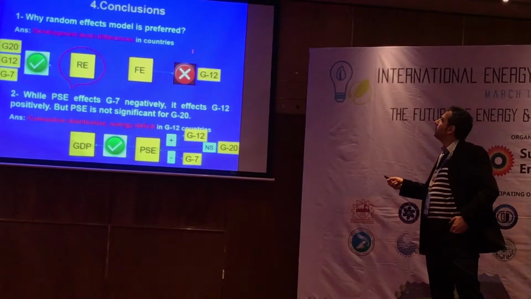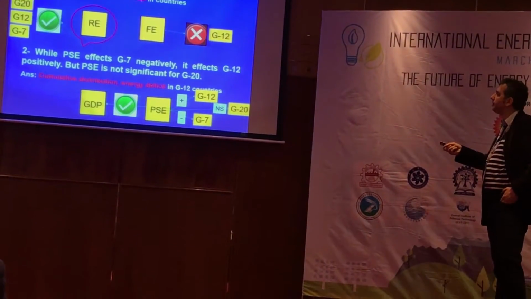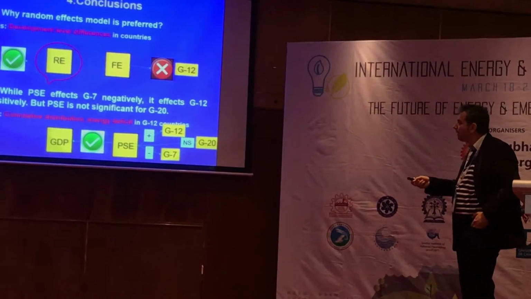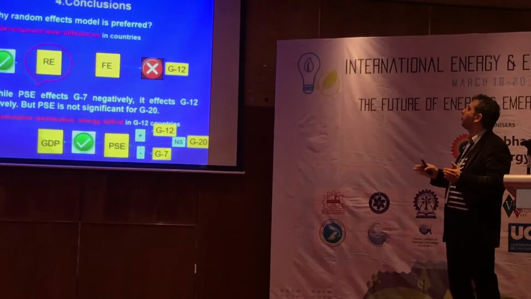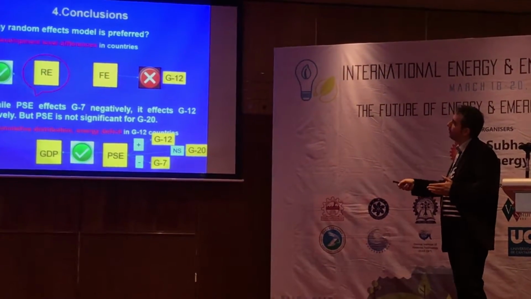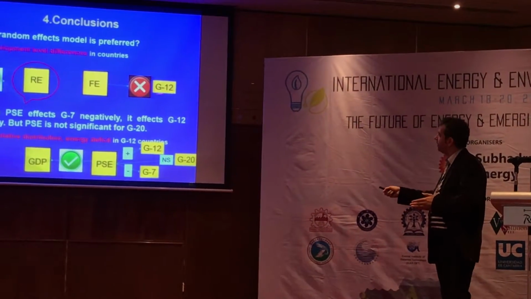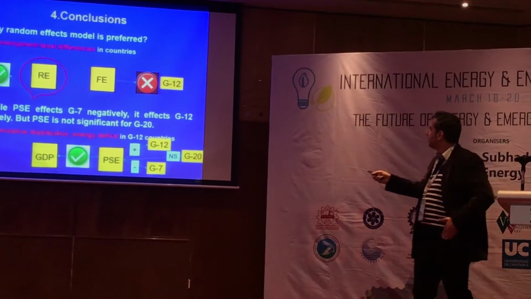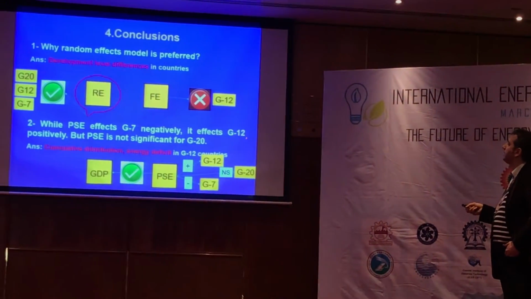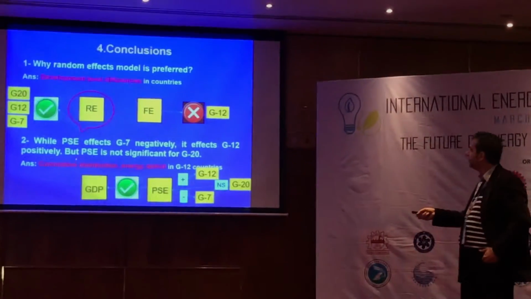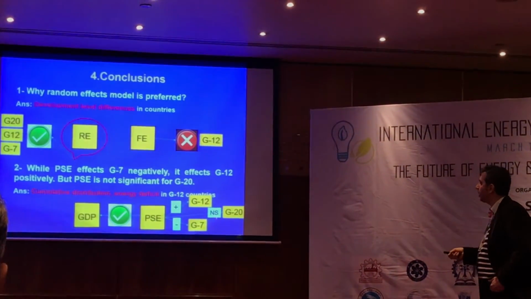First of all, why is the random effects model preferred? Because there are development level differences in each country, and random effects gives us the opportunity to express this in a good way. So therefore, we can choose random effects over fixed effects. Second, why does produced solar energy affect G7 negatively and G12 positively, but is not significant for G20 countries?